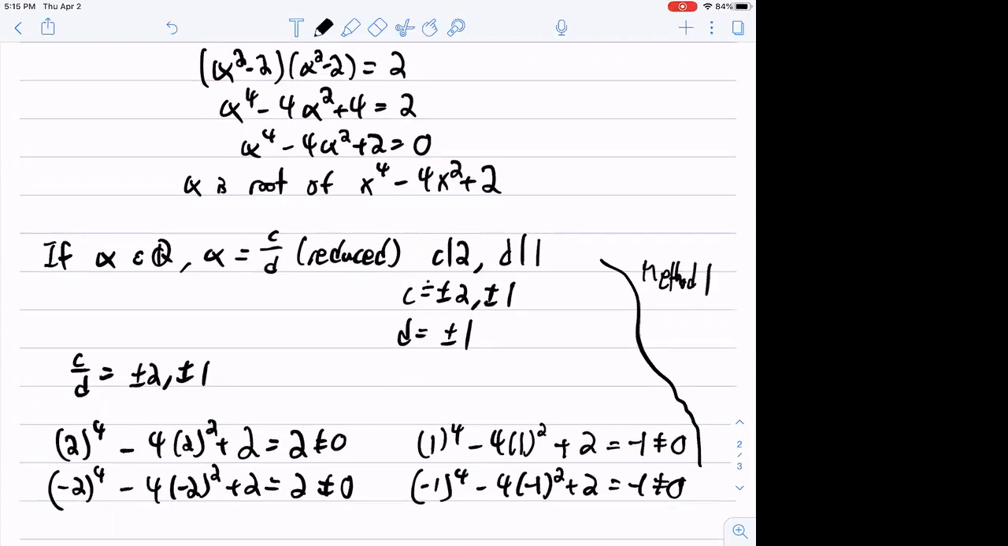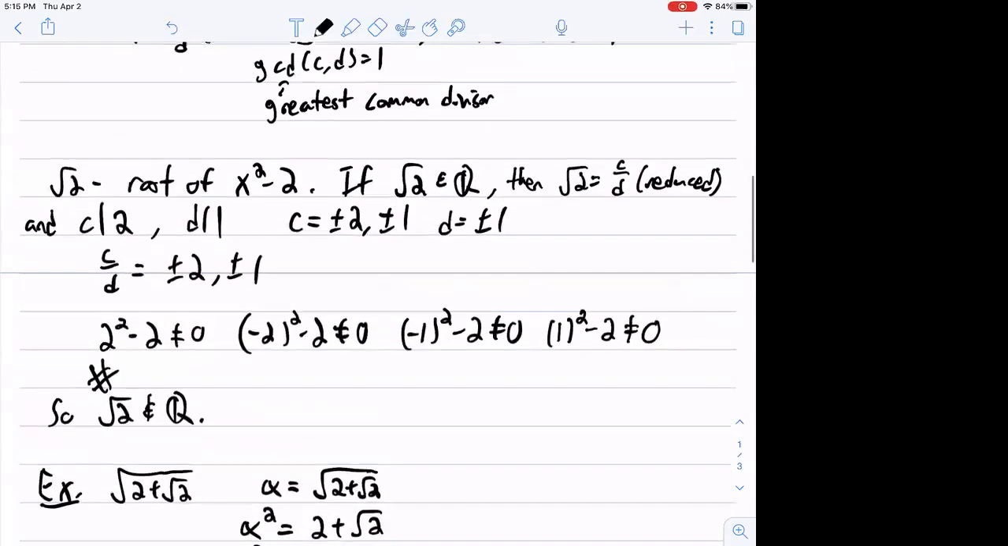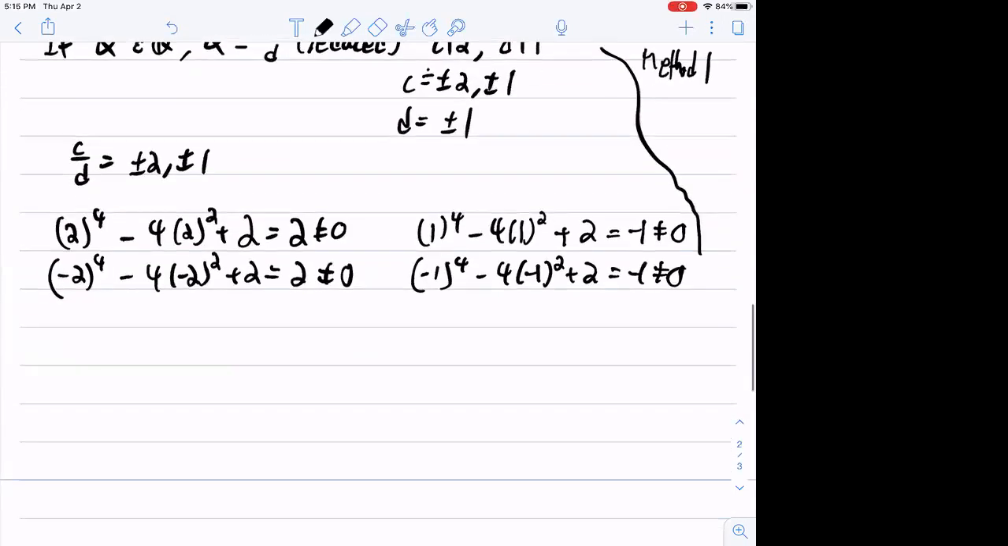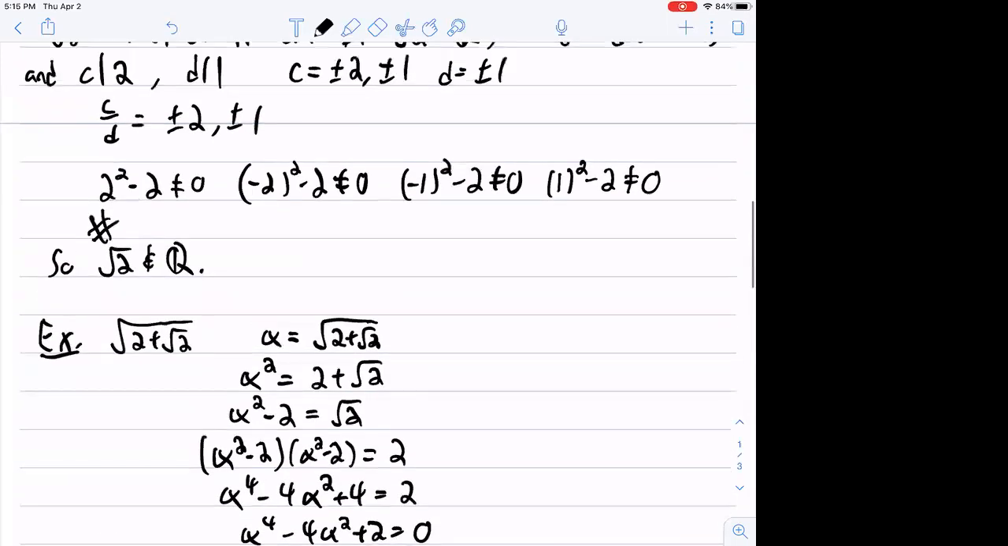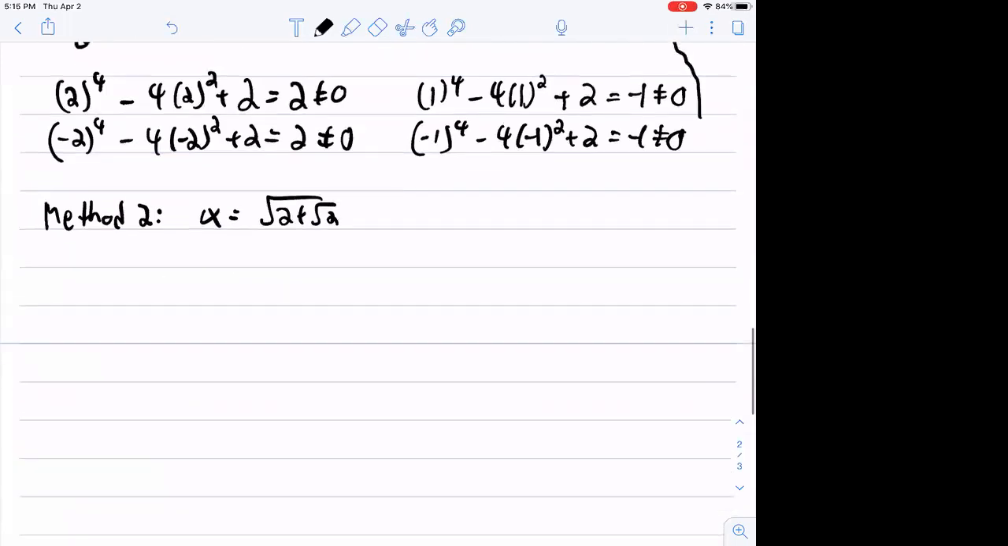Let me show you another method. It uses the fact that we previously showed root 2 was not rational. Remember what method 2 was? What was alpha? Alpha was root of 2 plus root 2, if I remember correctly, yes. So alpha is root of 2 plus root 2. One thing you're going to notice is alpha squared.